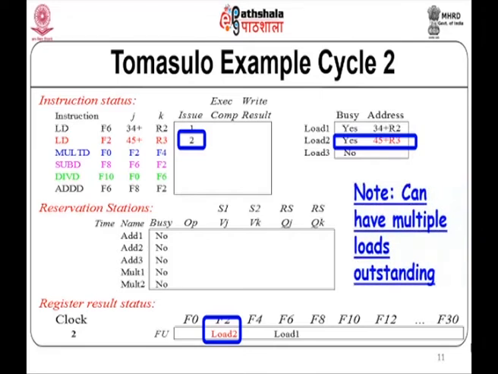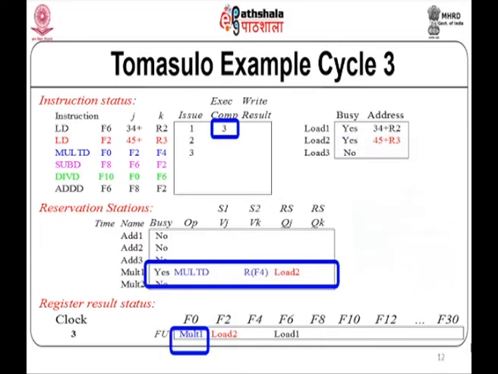Now, during clock cycle 3, you will have to issue the next instruction. But one observation that you can make here is we have issued 2 load instructions. You can have multiple load instructions outstanding, because you have multiple load buffers. So, in case you have 3 load buffers, you can actually have 3 load instructions pending. Here we have only issued 2 instructions so far.